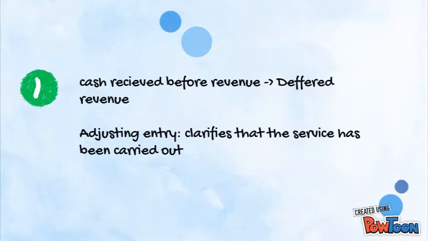Scenarios: if cash is received before revenue, the entry would be deferred revenue, which simply means that the service has not yet been carried out but has been paid for. Once the service has been carried out, the business will then make the adjusting entry to clarify that the service has been carried out by adding an amount that would cancel out the deferred revenue entry.